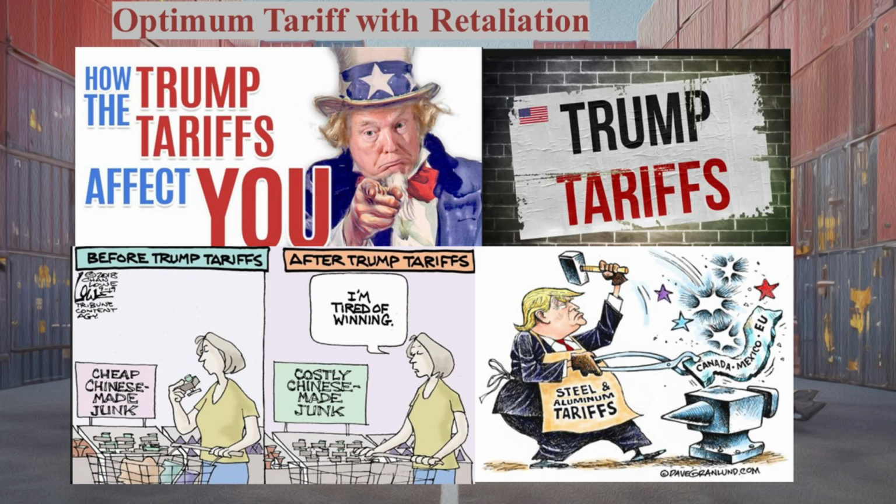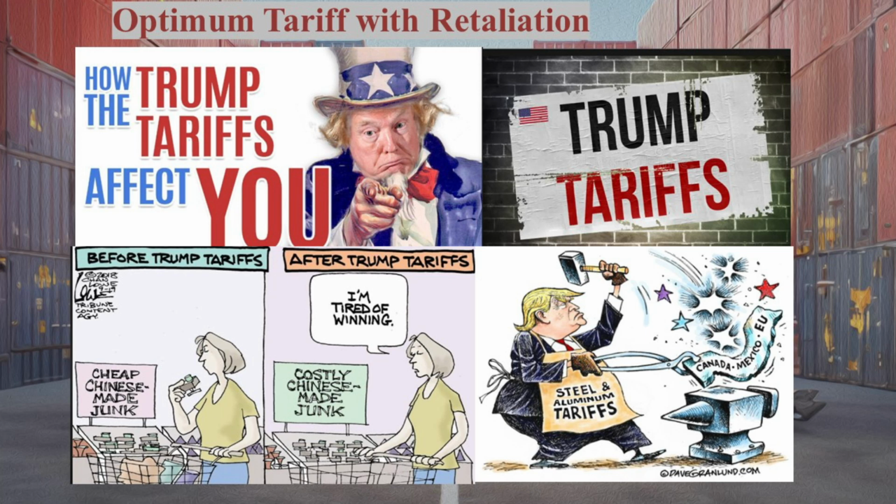Now here we have another topic, optimum tariff with retaliation. Suppose a country imposes a tariff. What will be the consequences? When a country imposes a tariff, will another country also retaliate? Retaliate means whether they will also react, or how they will react.